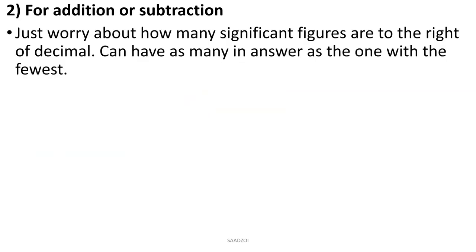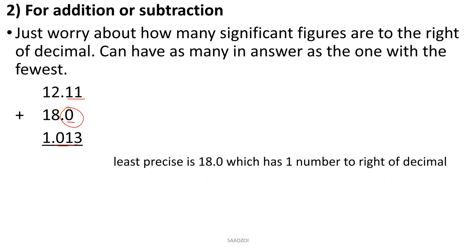For addition and subtraction, just worry about how many sig figs are to the right of the decimal points. The numbers to the left do not matter. We only worry about what's to the right. So look at your 3 values. You have 2 sig figs, 1 sig fig, 3 sig figs. So guess what your answer has to have? 1 sig fig. Do I care about how many numbers to the left? No, I do not. I only care about what's to the right. So your least precise measurement is 18.0, which only has 1 sig fig to the right.